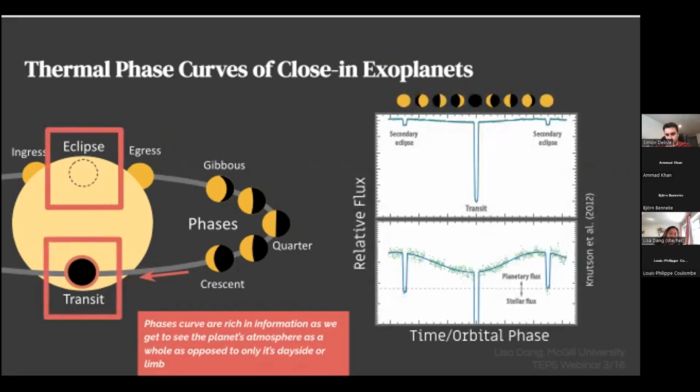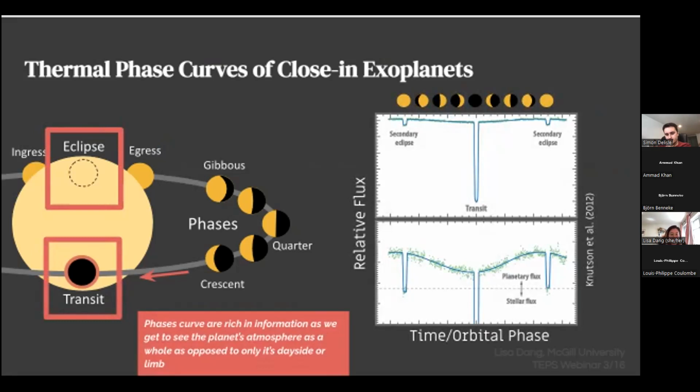So we can actually take this phase curve and transform it into a longitudinal brightness profile for these planets. And so what I'm trying to get at here is that phase curves are extremely rich in information, even though they are time consuming to get, because you actually see the planet's atmosphere as a whole, as opposed to only the terminator or the day side of the planet.